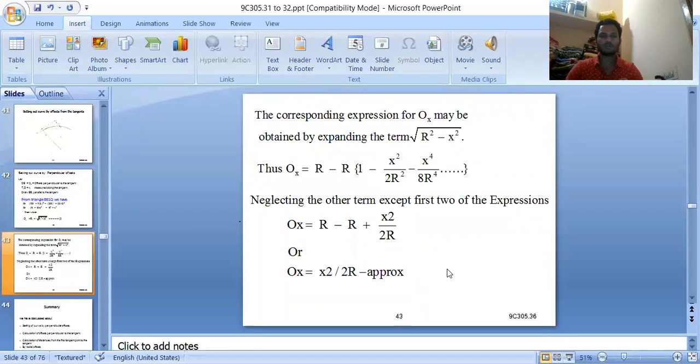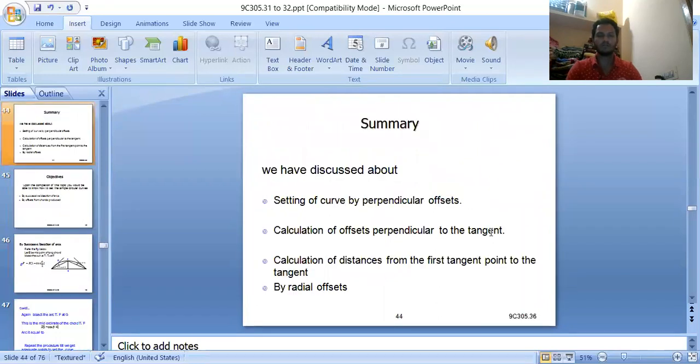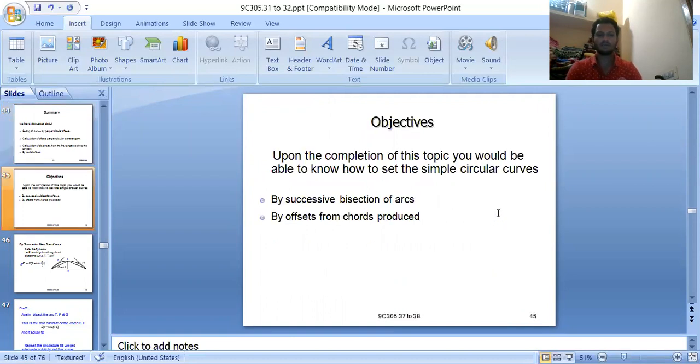The corresponding expression of OX may be obtained by expanding the term square root of R square minus X square. Thus, OX is equal to R minus R into (1 minus X square by 2R square minus X power 4 by 8R power 4 and so on). Neglecting higher terms, we get some value. So we have learned how to set the perpendicular offsets and radial offsets in this class.